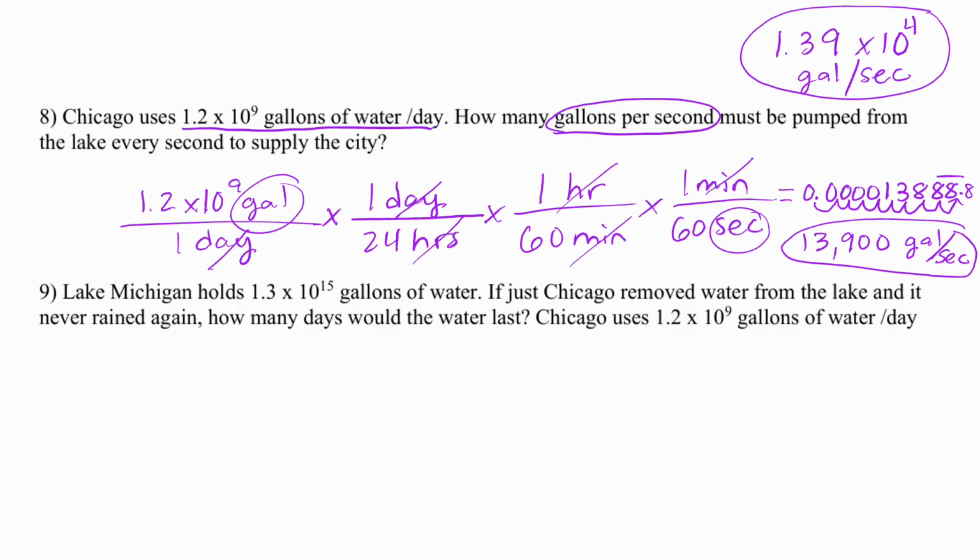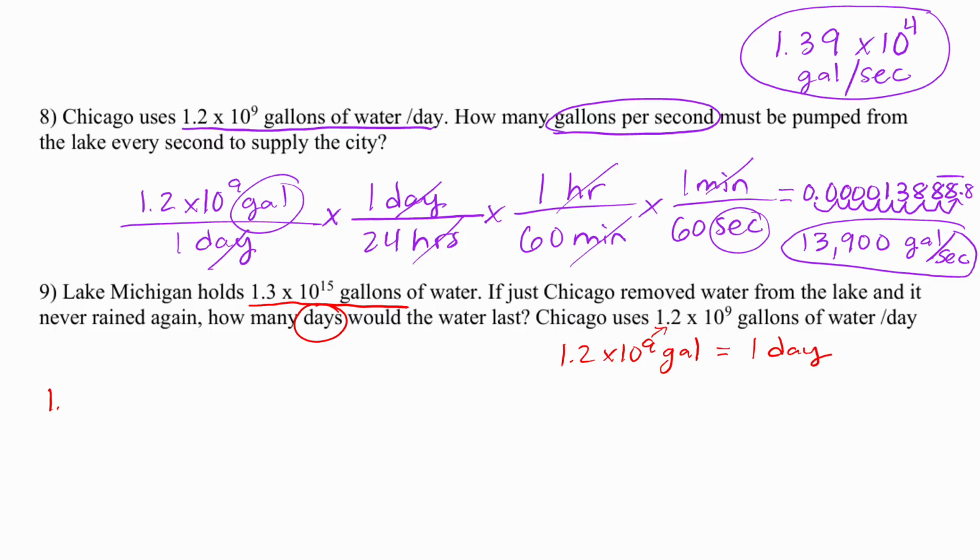All right, and then for number 9, it says Lake Michigan holds 1.3 times 10 to the 15th gallons of water. If just Chicago removed water from the lake and it never rained again, how many days would the water last? Chicago uses 1.2 times 10 to the 9th gallons of water per day. So this right here is our equality that we're going to use to convert. So we know that 1.2 times 10 to the 9th gallons is equal to 1 day. So we are going to use that in our math.